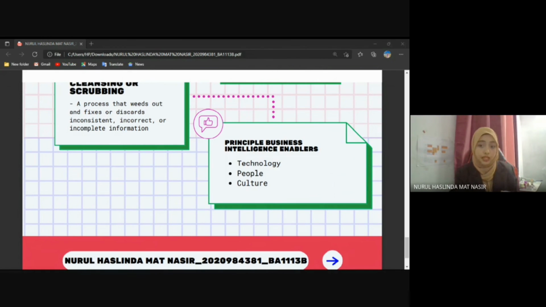Organizations can improve their decision making by having the right people making the decisions. The last one is culture. A key responsibility of executives is to shape and manage corporate culture. The extent to which the BI attitude flourishes in an organization depends in large part on the organization's culture.